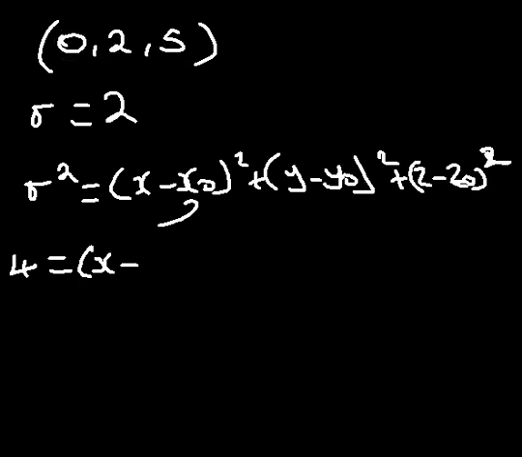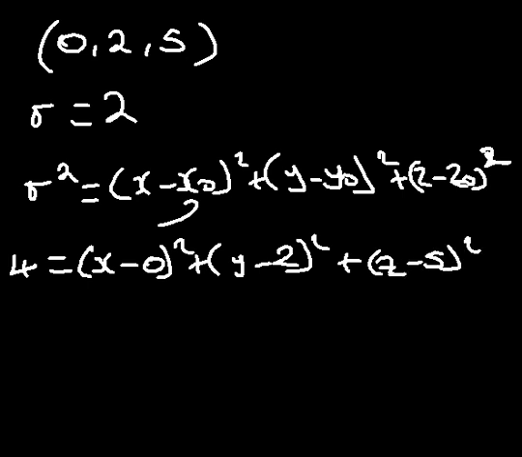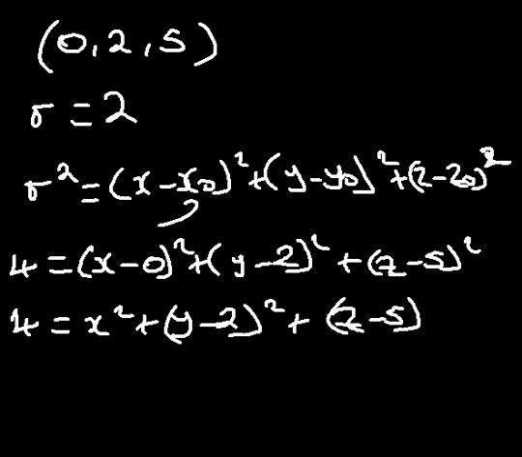Now, which means we can have x minus 0 to the power 2, plus y minus 2 to the power 2, plus z minus 5 to the power 2. Now we have 4 equal to x squared plus y minus 2 to the power 2 plus z minus 5 to the power 2. So this is the equation of the sphere.